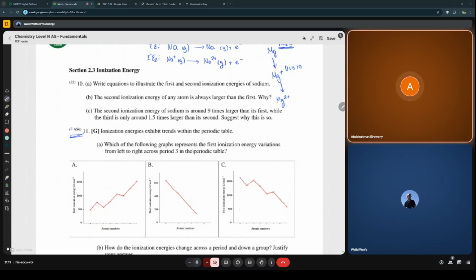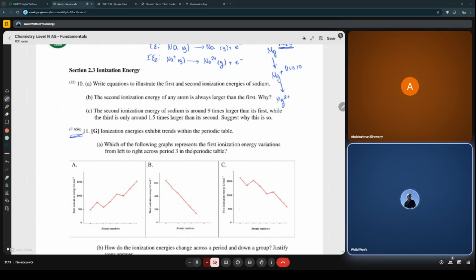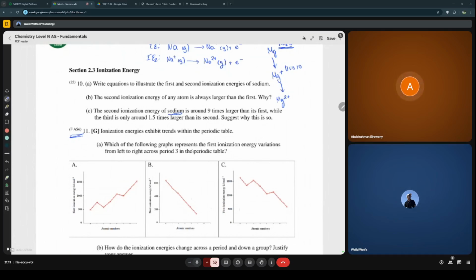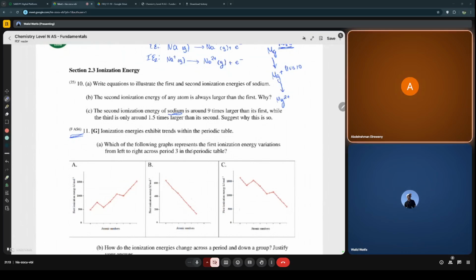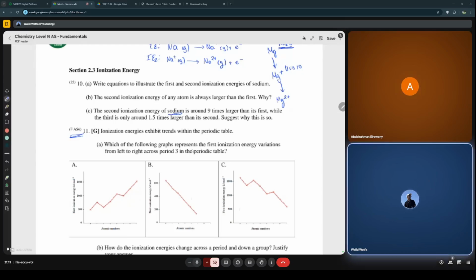The greatest jump is between IE1 and IE2. Obviously you know sodium, it's not rocket science. Which group is it in? Group 1. Sodium is group 1, my bad. Group 1, obviously, so it makes sense that the ionization energy of the second one, IE2, is large.